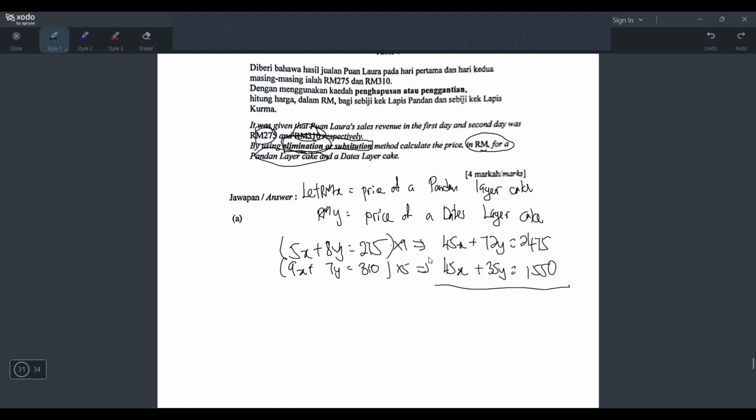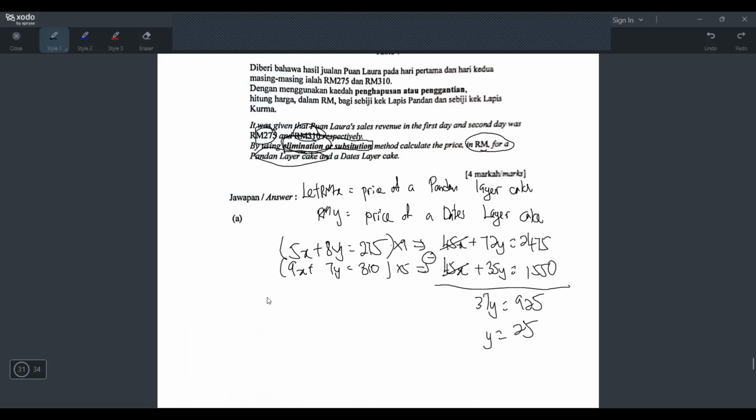Okay, now how you hapuskan, you can minus. Okay, it's not always minus. Sometimes you will plus also, right? If the tanda tak sama, you will plus. Okay, but this one tanda sama, you minus. So 45x minus 45x. Sudah hapus. 72 minus plus 35 means 72 minus 35. Use calculator, 37y. Okay, my calculator give me 37y. And then 2475 minus 1550. My calculator give me 925. And then my y will be 925 divided 37, which is 25.